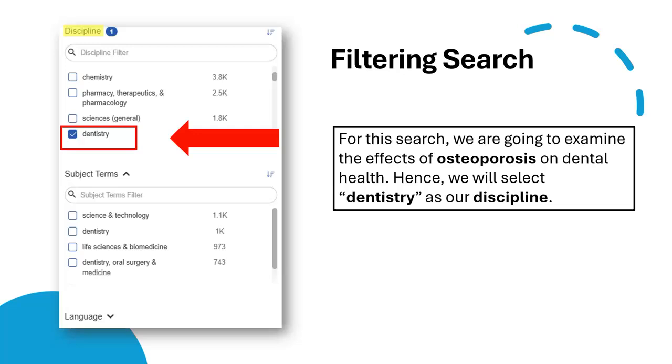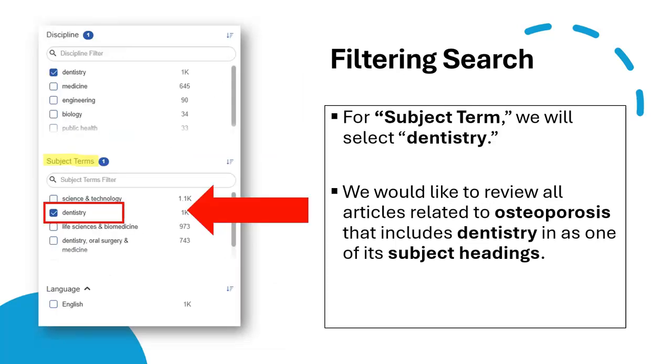I'm going to select dentistry under subject terms as well. I could also select dentistry, oral health, and medicine, which are also subject term options for me. But to keep things simple, I'm going to select dentistry. And for the preferred language type, I'm going to select English.